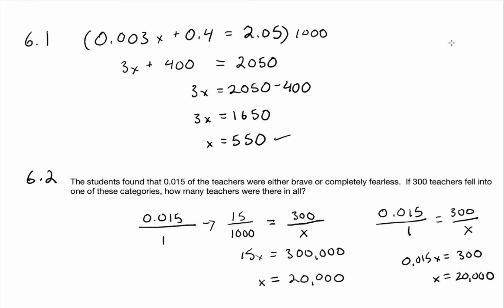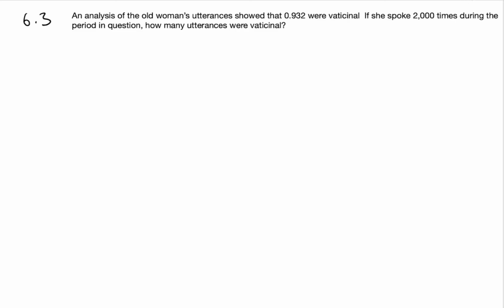All right, so let's move on to 6.3. We have another one here. Let's clear the page. Pause if you need to do so. All right, now the problem states, an analysis of the old woman's utterances showed that 0.932 were vaticinal. If she spoke 2,000 times during the period in question, how many utterances were vaticinal?